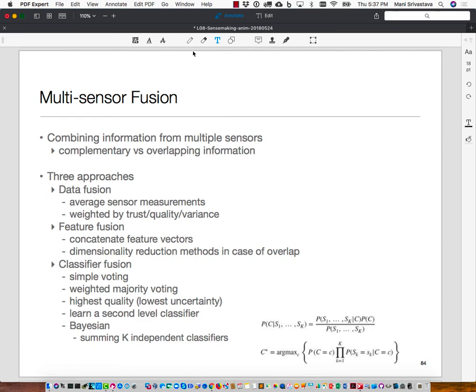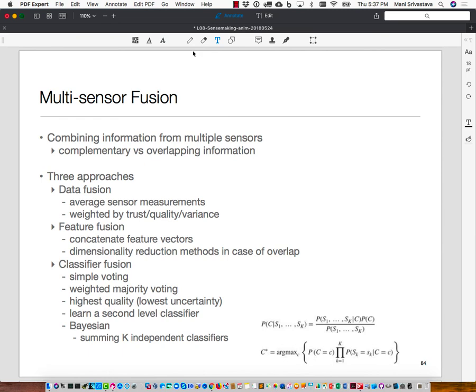Before moving on to the actual inference algorithm, one other thing I want to touch upon is you're never dealing with a single sensor in most cases. Most cases you have multiple sensors. And the question becomes, how do I make use of these multiple sensors as they are going together to help me make an inference.